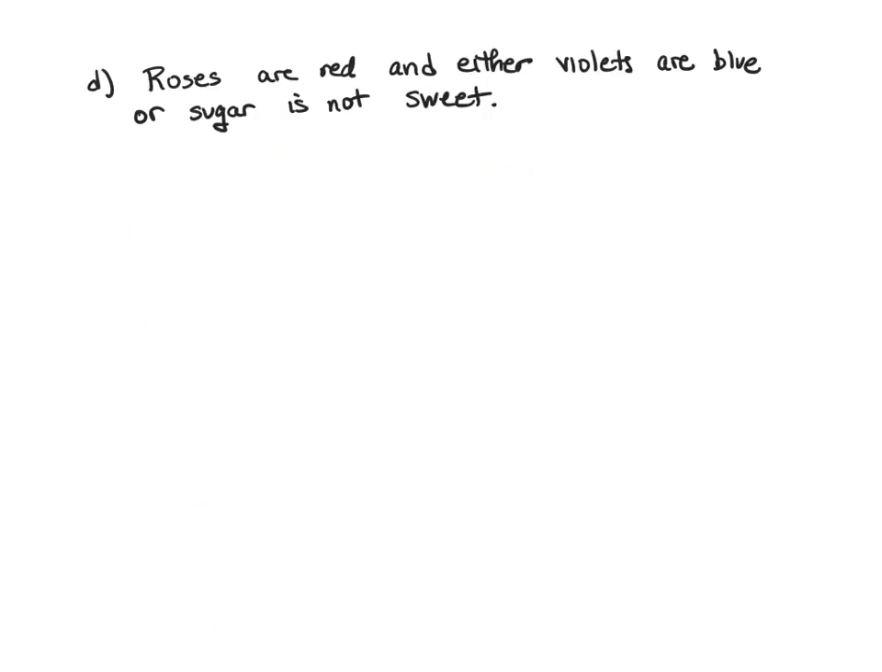Okay, so in the last problem, I kind of put everything together in one sentence. The negation, the conjunction, and the disjunction. So let's look at it. Roses are red, and either violets are blue or sugar is not sweet. Okay, now note that I put that word either. And I want you to think about what that would imply as far as translating it using logical symbols. Try it yourselves.